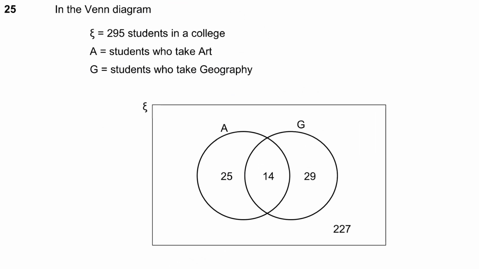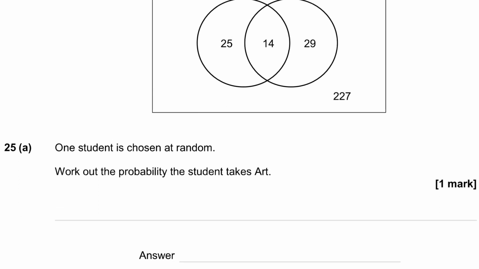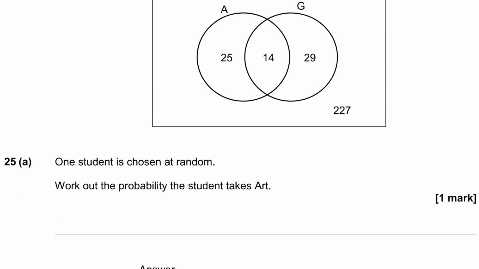In question 25, we're told that we've got a Venn diagram. We're told that the universal set is made up of 295 students at a college. Set A is the students who take art, and set G is the students who take geography. So we can see that there are students who take neither, and there are students that take both. So one student at random is chosen. Work out the probability that the student takes art.